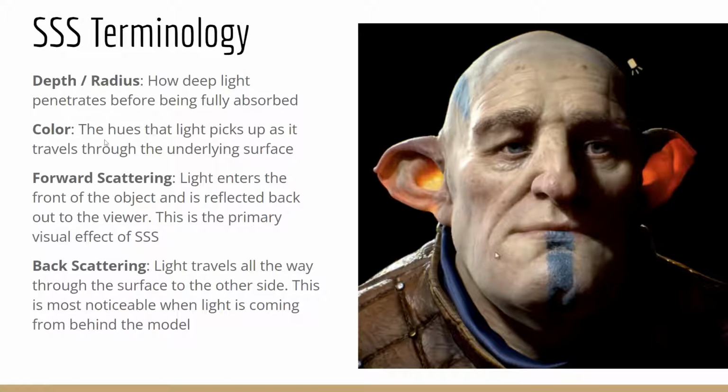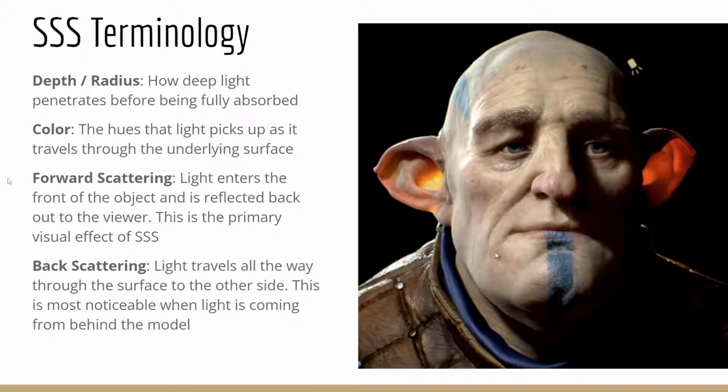Color is going to be the color cues that are picked up as the light travels underneath the surface. So you can see over here, as light travels through the surface, it's picking up a yellow, orange, red, warm, fleshy tone. That's going to be the subsurface color.